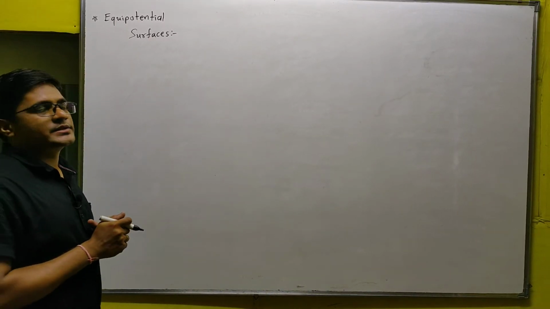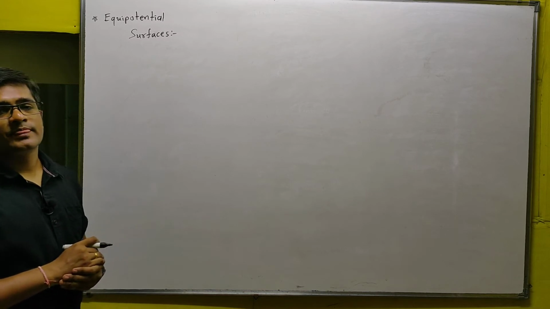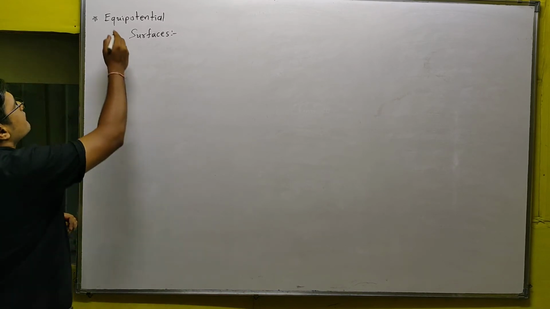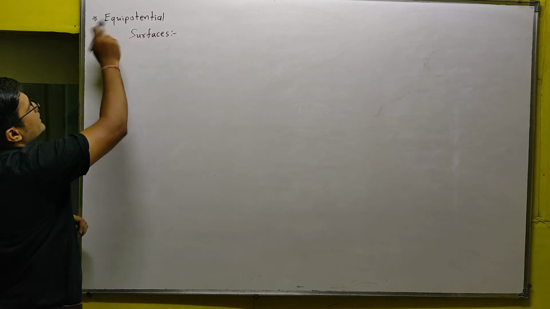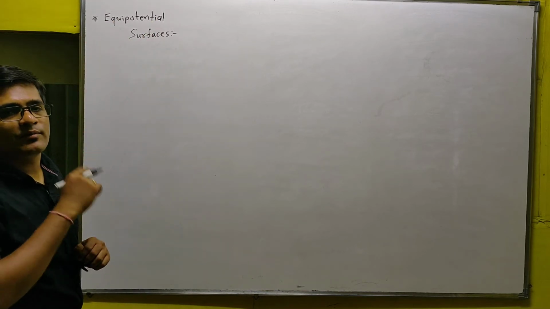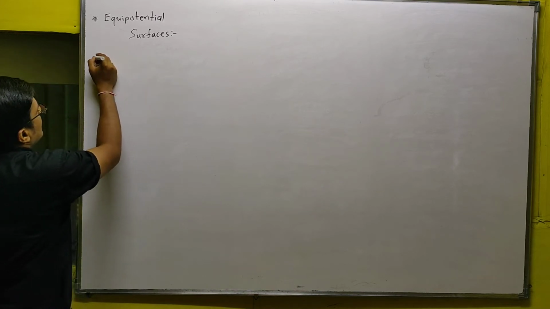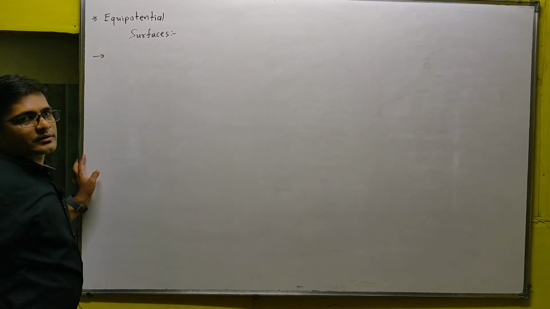Now our next topic is equipotential surfaces. Equipotential surfaces means what? The surface where the potential at every point is equal. That is called equipotential surfaces. Now, how does this surface look?